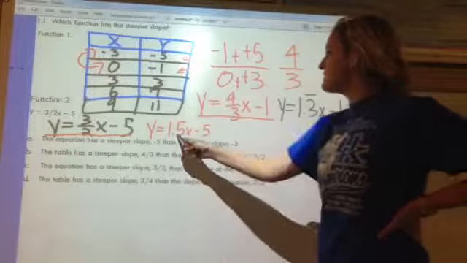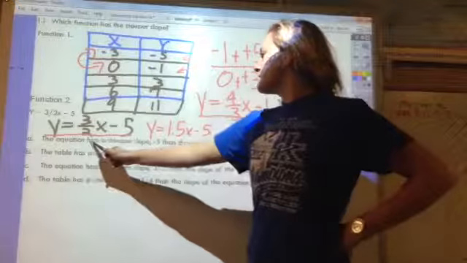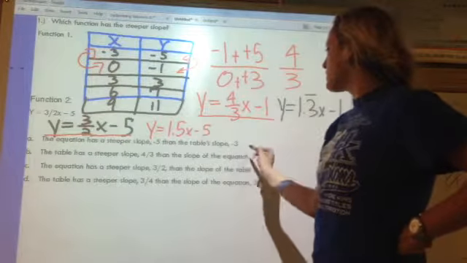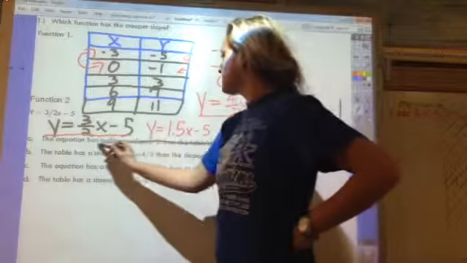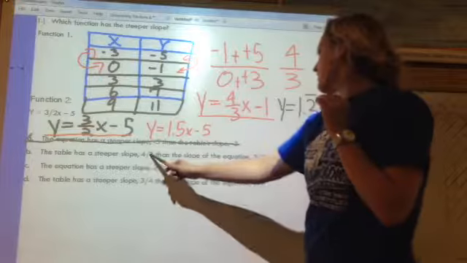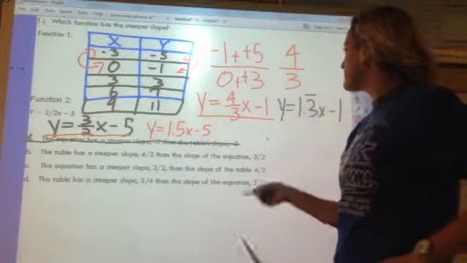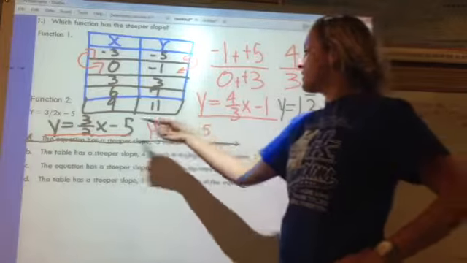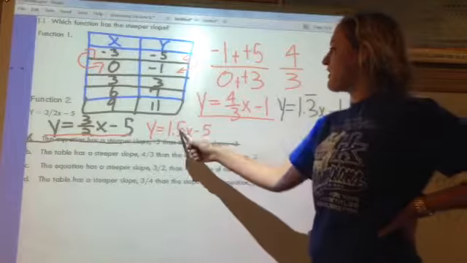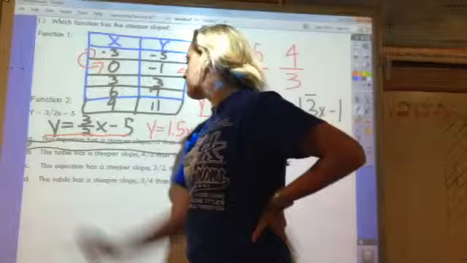So now that I have these two equations, I can go ahead and answer my question. The equation has a steeper slope, which was function 2, than the table slope of -3. Well, both of those are actually comparing my y-intercept, so I know that's not a good answer. The table has a steeper slope of 4/3 than the slope of the equation, which is 3/2. What that's telling me is that 4/3 is larger than 3/2, which if I look at my decimals is not true because 1.5 is larger than 1.3. So I can cross that out.